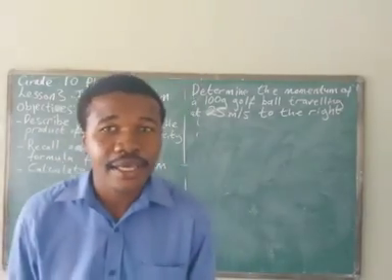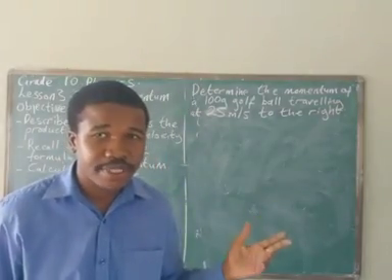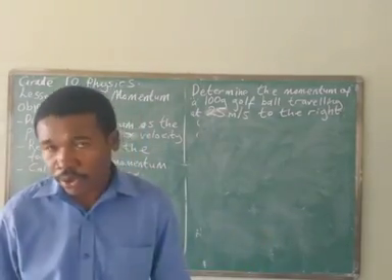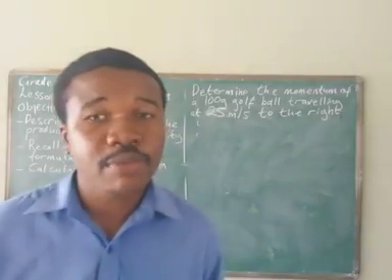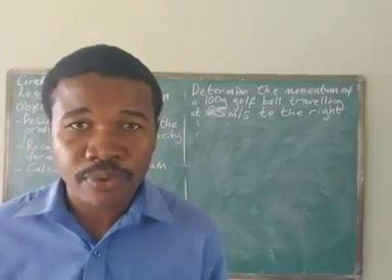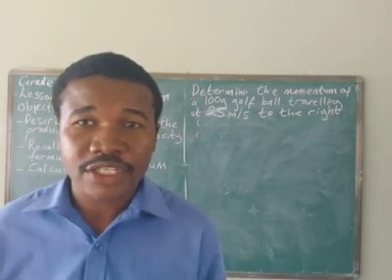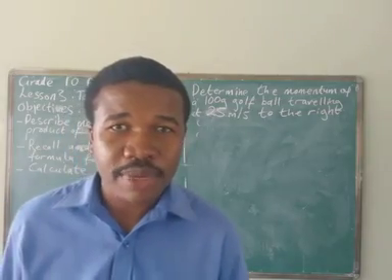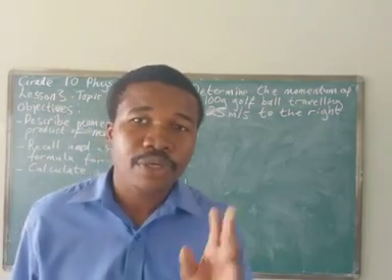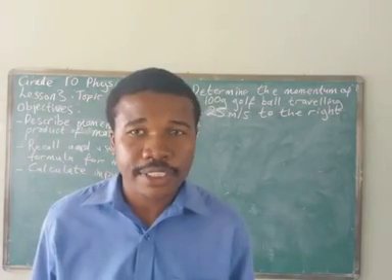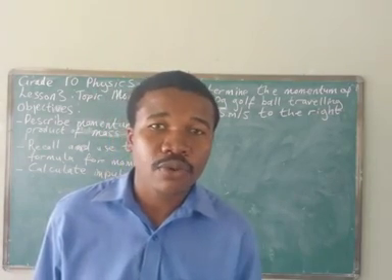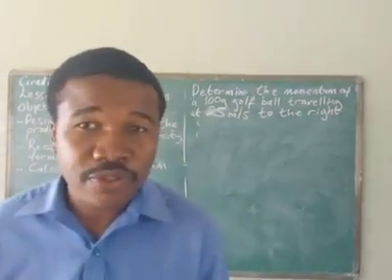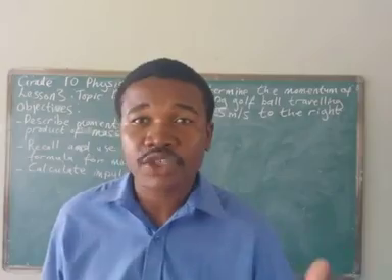Okay, so you can take down the question that is on the board, which says: determine the momentum of a 100-gram golf ball traveling at 25 meters per second to the right. Why do we mention the aspect of moving to the right? Because momentum is a vector quantity. Direction is also given in momentum. So if we're moving to the right, the momentum is positive.